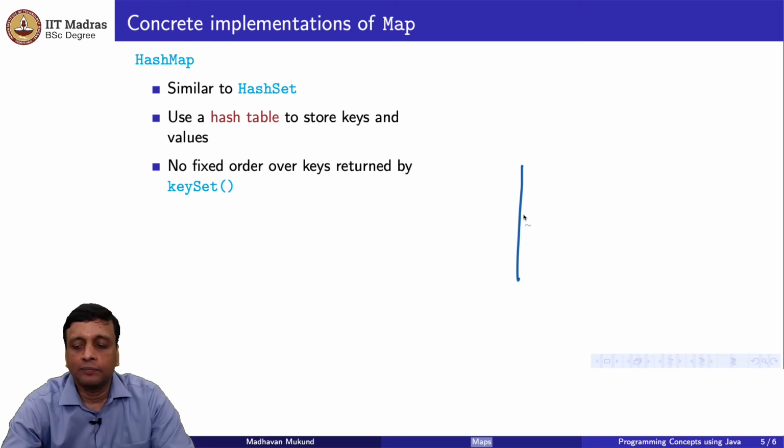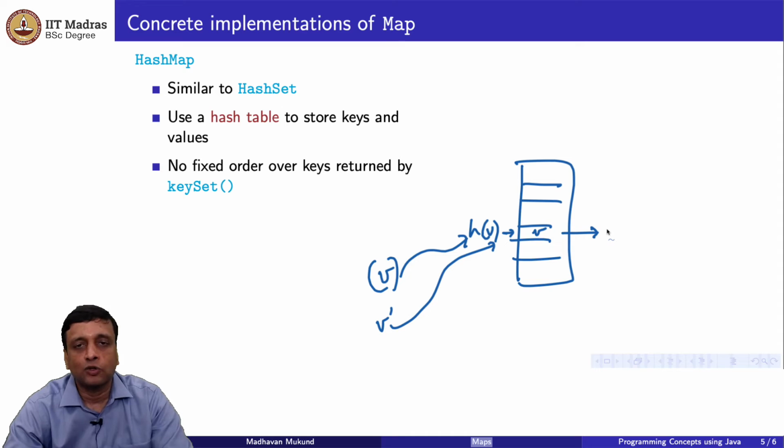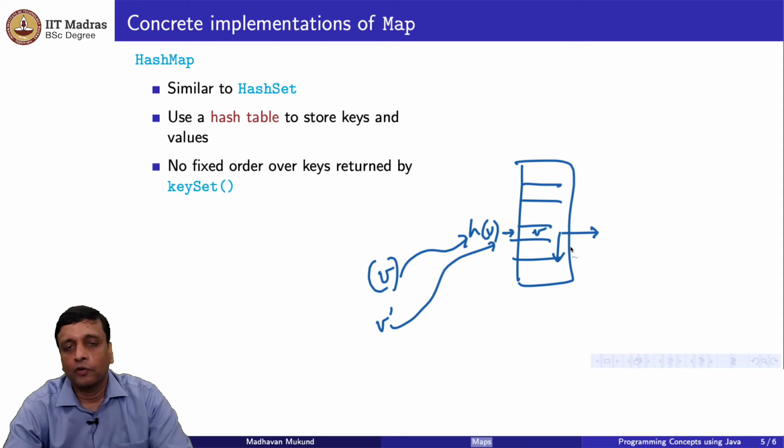Remember, a hash table basically allocates something like an array, and in a hash set we took a v and we mapped it to some position h of v, and then we put the v here. So this is what a hash table was. And now if we had a v prime which came to the same position, then we had to do something about this collision. Either we move it down or we keep some auxiliary storage or something. So there is some kind of way of handling these collisions.